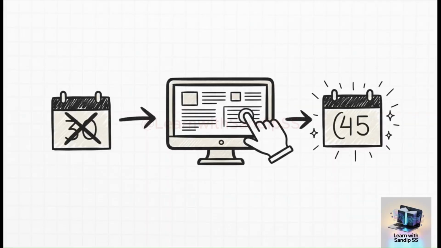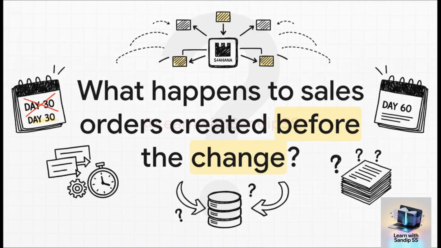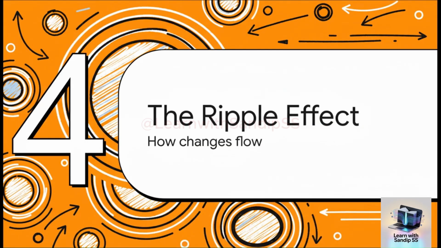Let's make this real with an example. Let's say your customer negotiates better payment terms. They now get 45 days to pay instead of 30. So you go into their business partner record, you make the change. Easy. But, and this is the important part, what happens next? I mean, really think about it for a second. What about all those open sales orders you put in the system for them yesterday, back when the terms were still 30 days? Does the system just magically go back and update all of them? And that question right there leads us straight into what I call the ripple effect, understanding how these changes actually flow, or in some cases don't flow through the system.